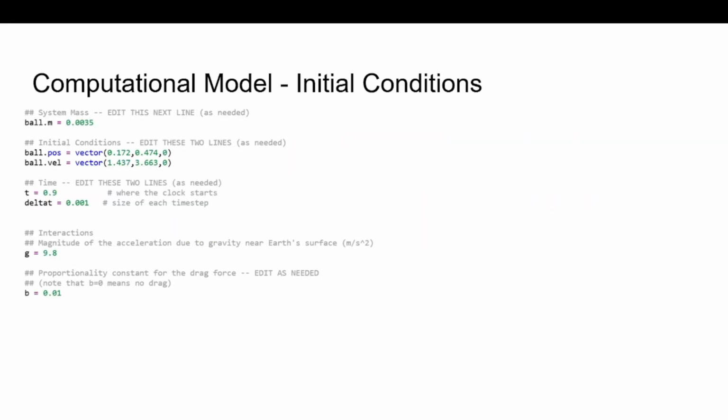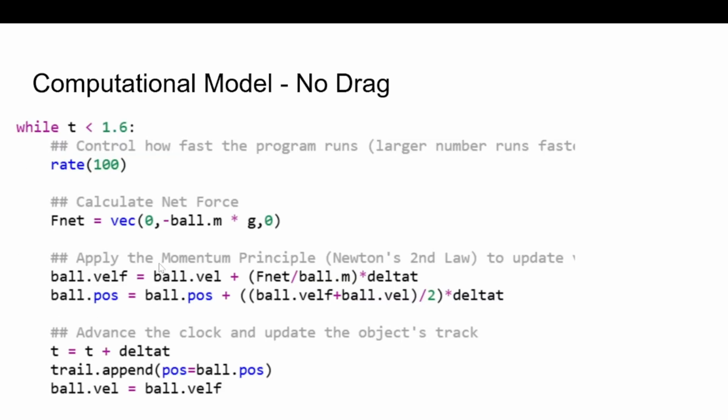So these are my initial conditions. The ball's mass is going to be constant through both models. It's literally just the exact same in both models, so I decided to condense it into one slide. These are just the initial tracker values, and then this is our time. This is our gravity, and this is our proportionality constant for drag.